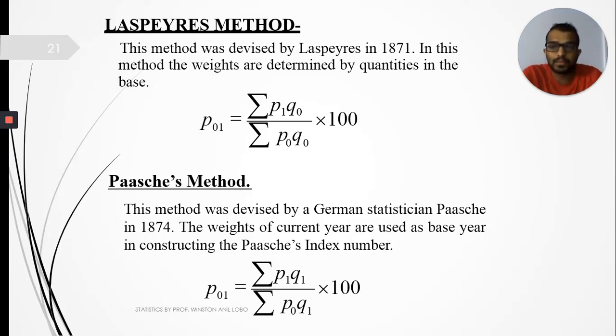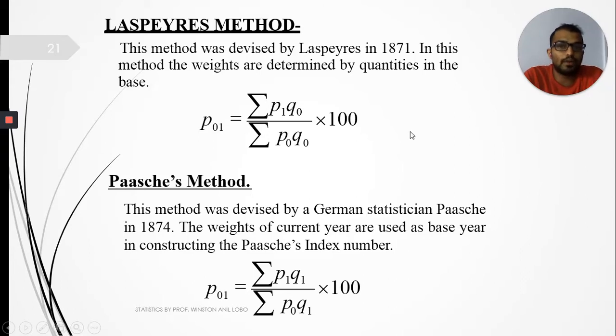Okay, next one, students, Paasche's method. This Paasche's method was given by a German statistician called Paasche, and Paasche is the opposite of Laspeyres. In Paasche's also, quantity is considered as the weight, but which one? Quantity of the current year is considered as the weight. Can you see the formula? P01 equals summation P1 Q1 divided by summation P0 Q1 again.